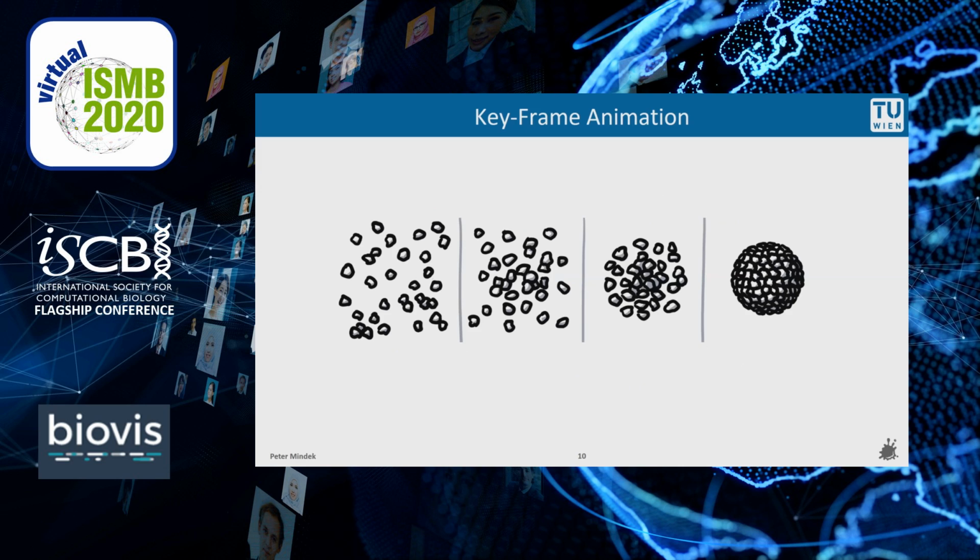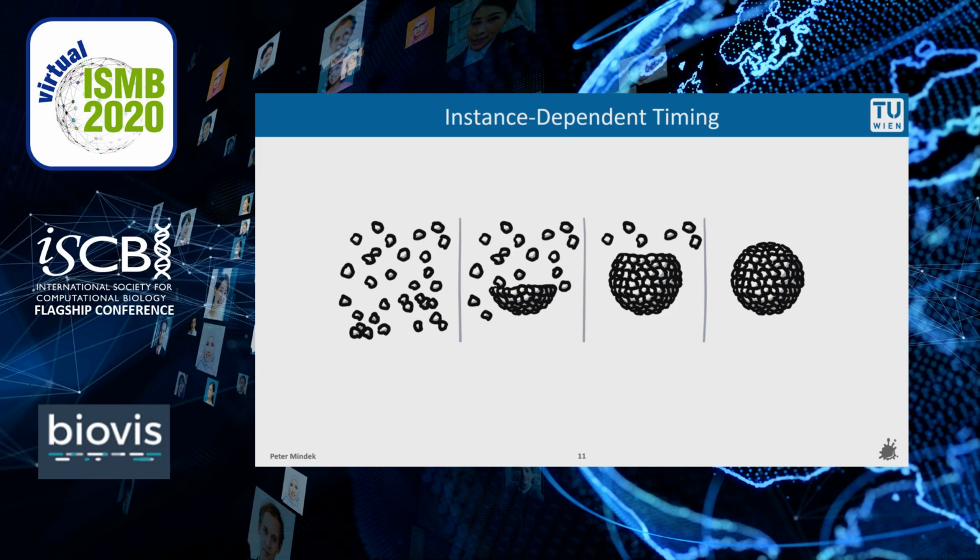Typically, animations are made by creating keyframes. Here we can see an example of a process where scattered molecules form a sphere. To create an animation of this process, we can model the initial state, the molecules scattered in space, and the final state, the sphere made of molecules. By interpolating these two keyframes, we get an animation. However, this is not how things work in biology. When assembling into large structures, molecules have a precise sequence in which they join the structure.